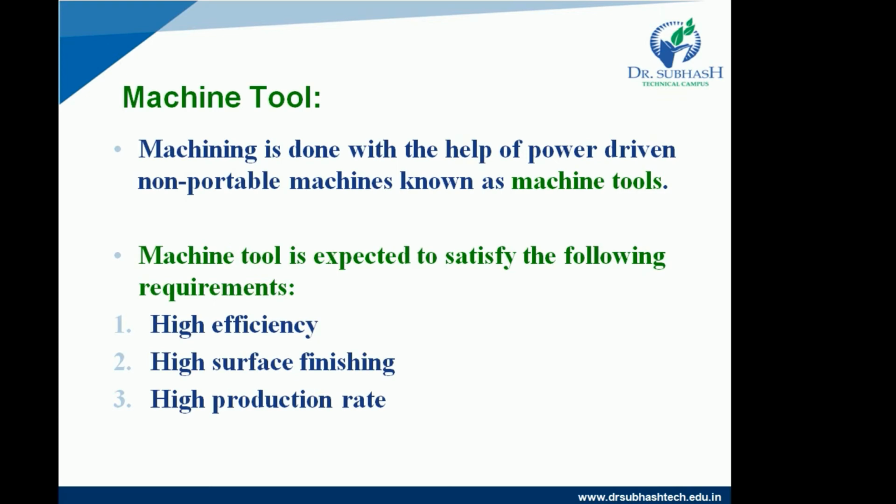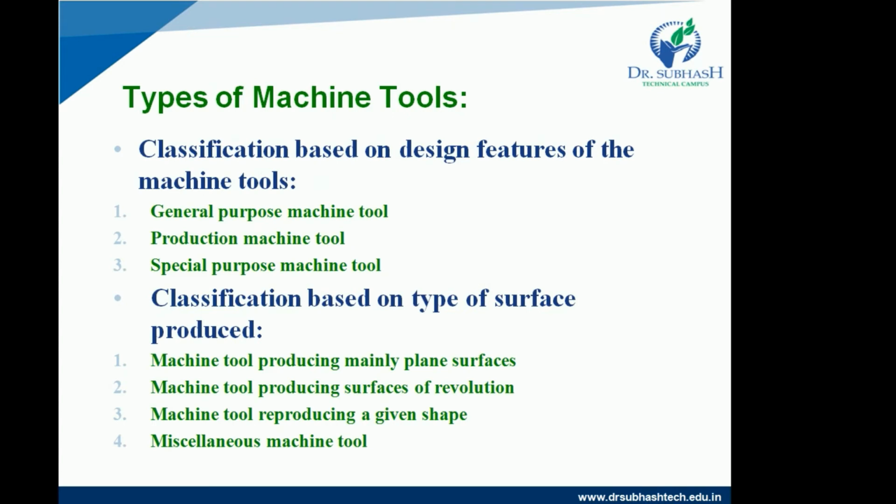First of all, efficiency, then surface finishing and production rate. These are the requirements that we have to satisfy with the use of that machine tool. These are the different types of machine tools. Classification based on design features of the machine tools. So how can we classify it? There are many ways to classify the machine tool. So first of all, we are classifying it on the basis of the design features of the machine tool.